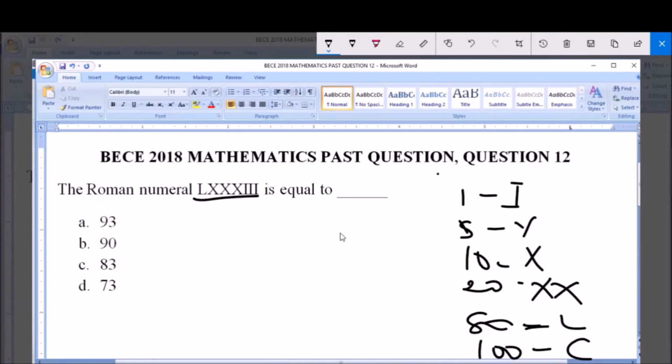Now we are given the Roman numeral LXXXI, and we are asked to find its equivalent in numbers. Now for us to do this, we'll simply break this down. The first we have here is the L. Then we have the X, that is 3 Xs. So we have the 1, 2, 3. And then we have the I, that's I.